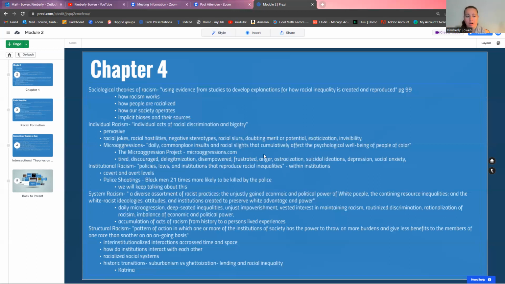And I gave the example of this particular topic because in your book, they talk about police shootings. Black men are 21 times more likely to be killed by the police than white men. And we're going to keep talking about this topic. This is a topic that, especially with current events, is going to be something that has to be talked about in this class. We're talking about social problems, right? We're talking about race and racism. Then this is inherent to that conversation.